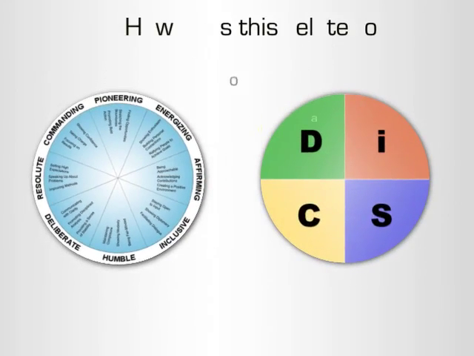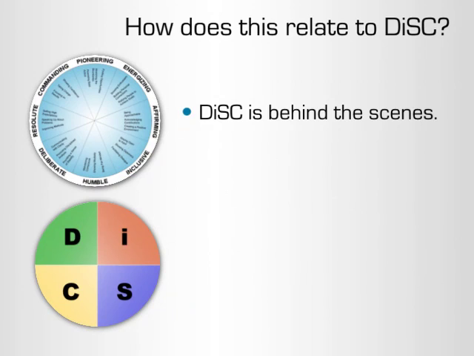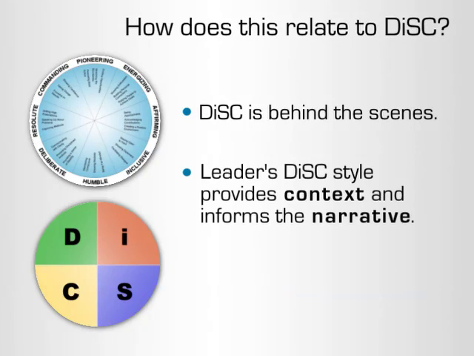Now, one question that comes up a lot is, how does this relate to DISC? And you'll see as you go through the report, DISC is not explicitly addressed in the report, but it is behind the scenes. In the process of assessing the leader, we do actually gather their DISC style. And so that information is used to provide context, provide narrative, to help explain and help the person get a better understanding of what their feedback means.